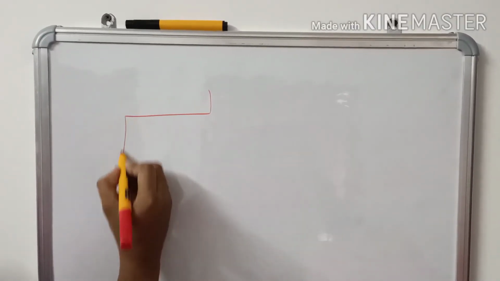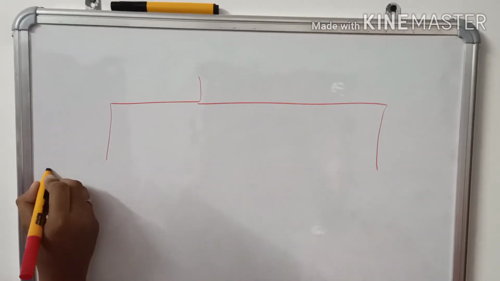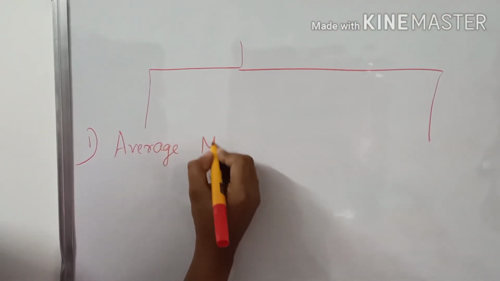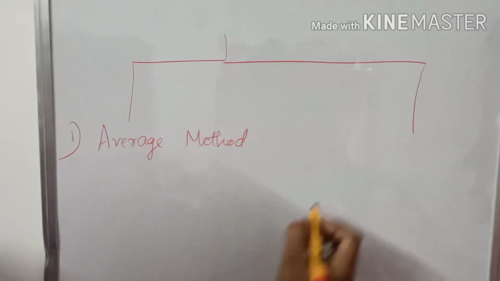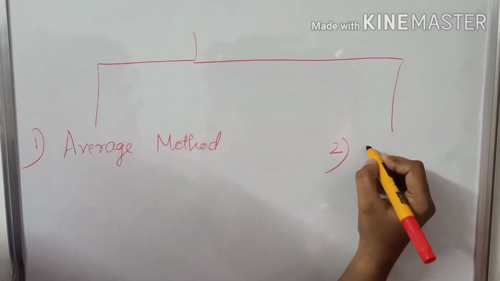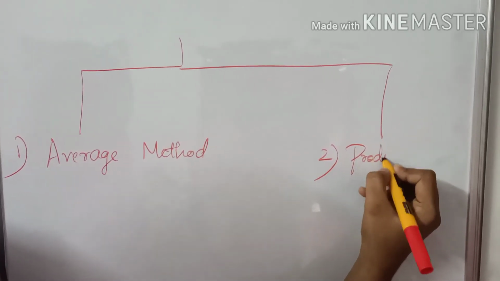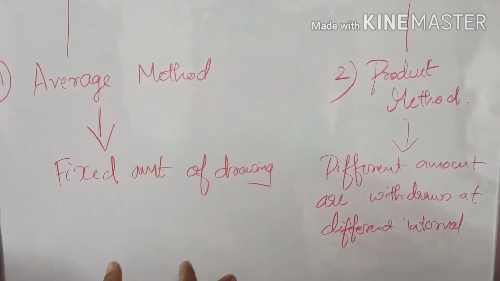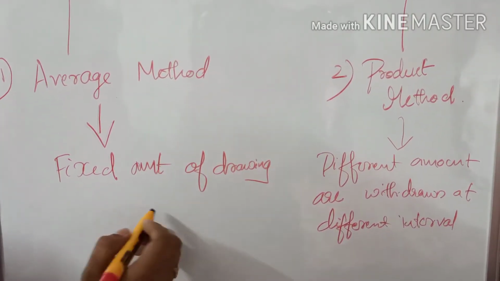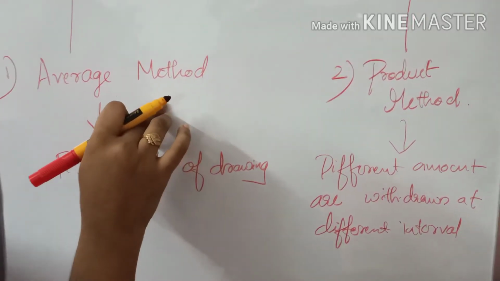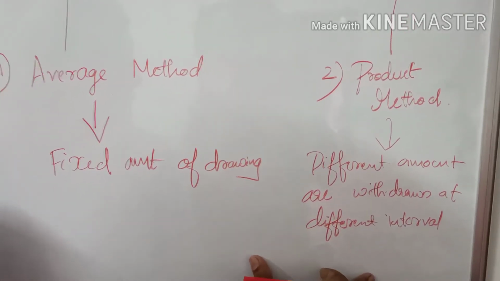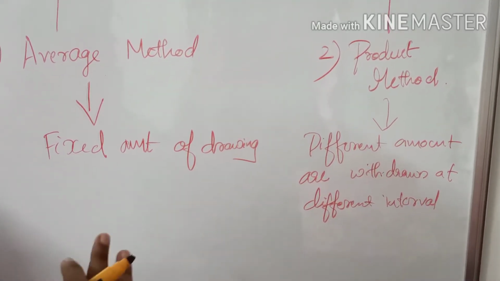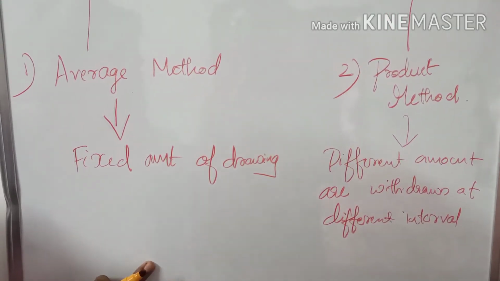There are two methods for calculating interest on drawings. First method is average method, and second method is product method. If fixed amounts are withdrawn regularly, then we will select average method, and if different amounts are withdrawn during different periods of time, then we will be choosing product method. And now we will see the different situations under average method.